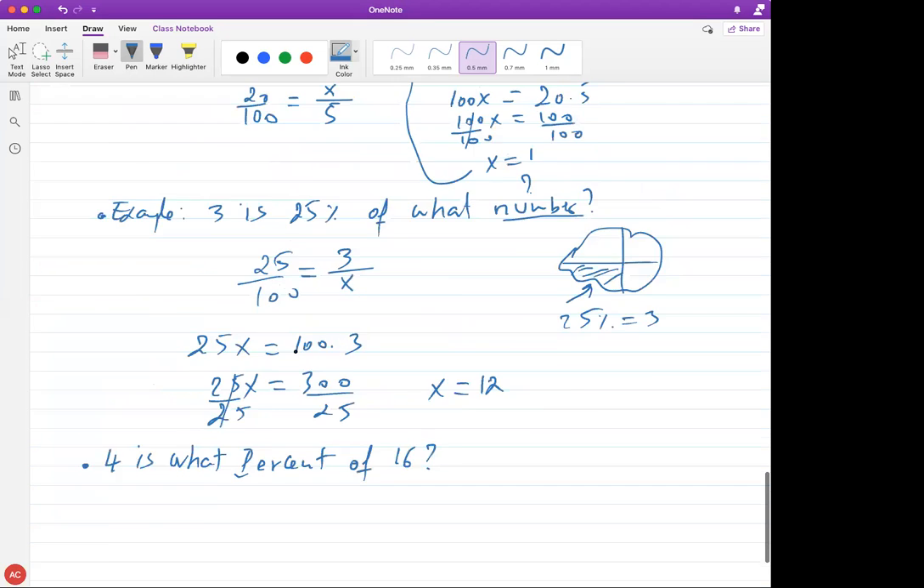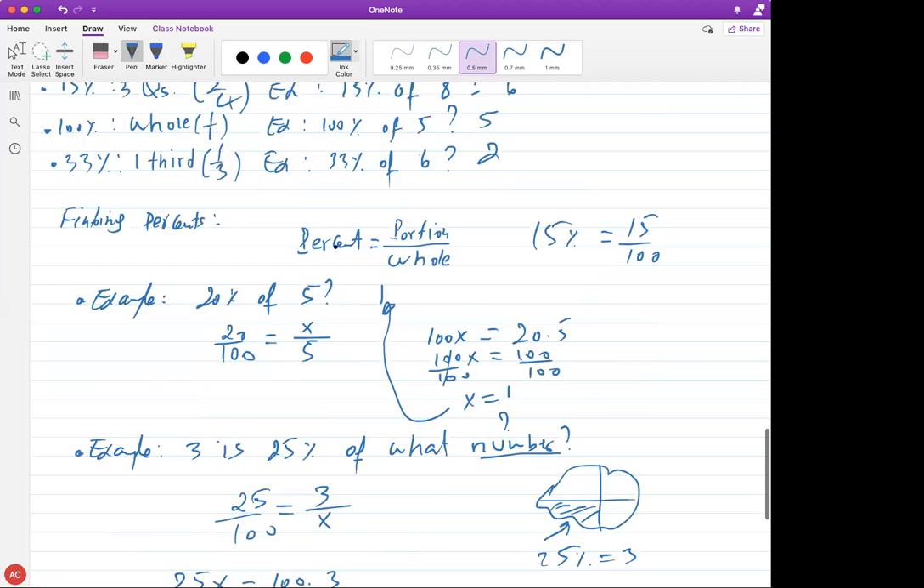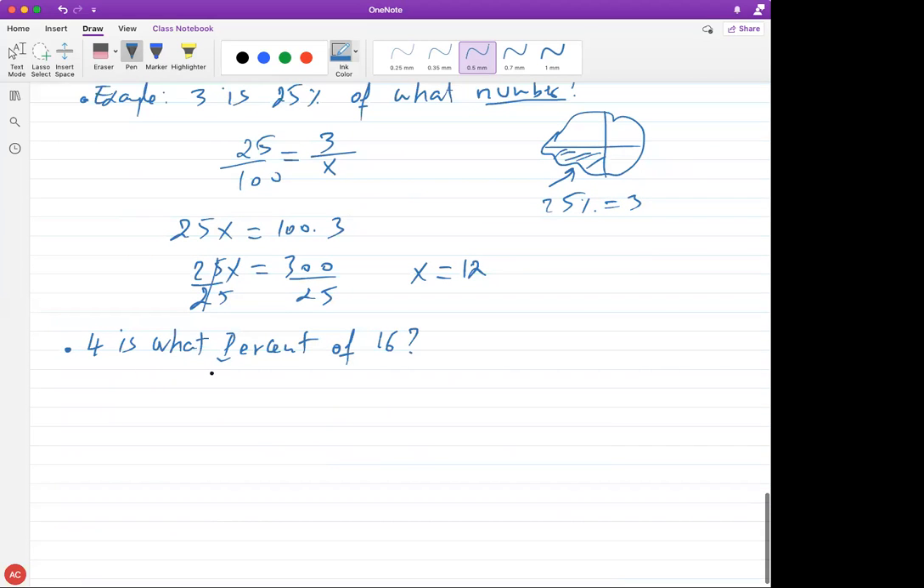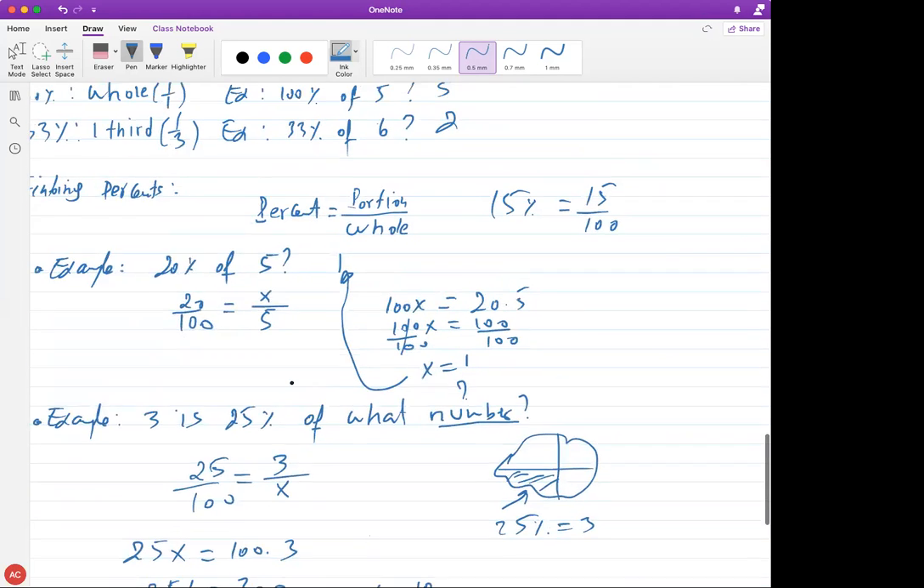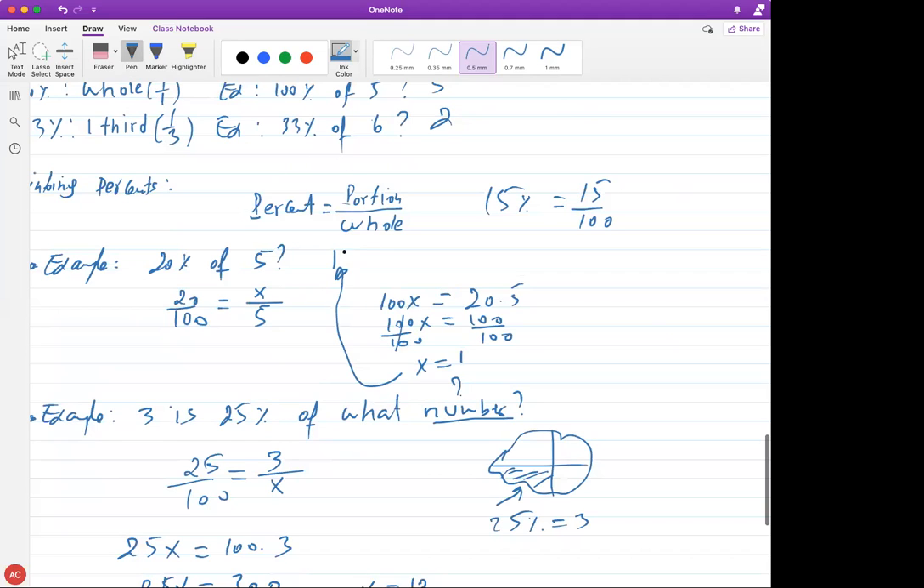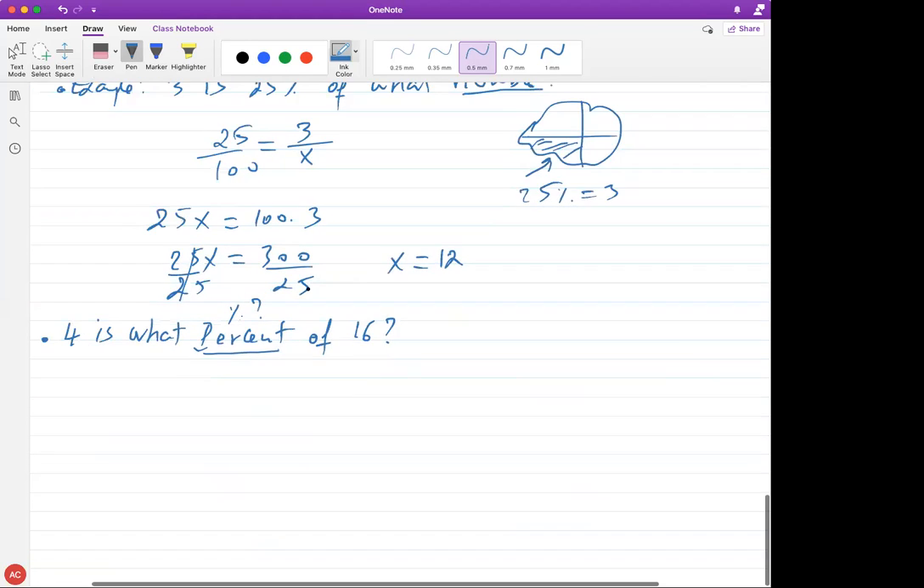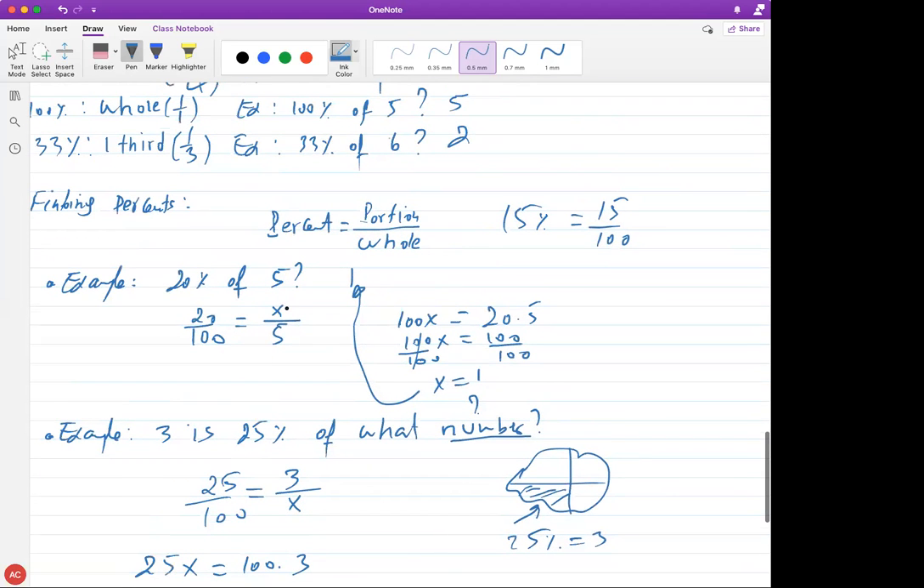So what are we missing here according to the problem? Are we missing the portion, the whole, or the percent? If you look at this, what is missing here? 4 is what percent of 16? Clearly, we don't know what the percentage is. So where do we put the x? If you're missing the percent, here we're missing the portion, here we're missing the whole number. In this problem, we're missing the percent. So where do you think the x goes?